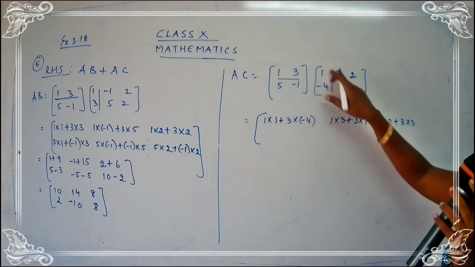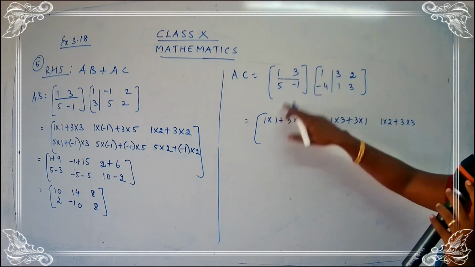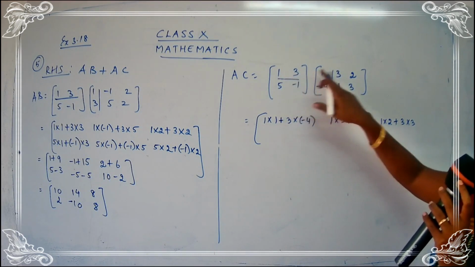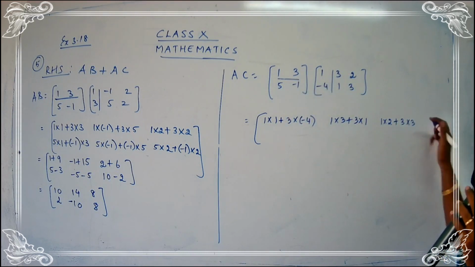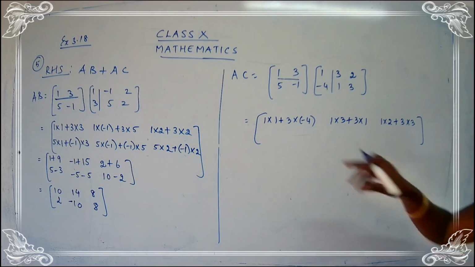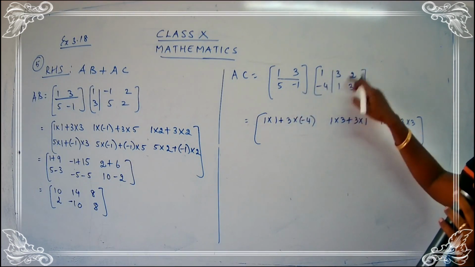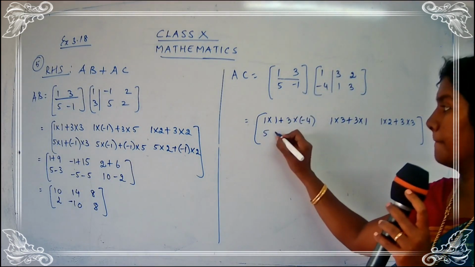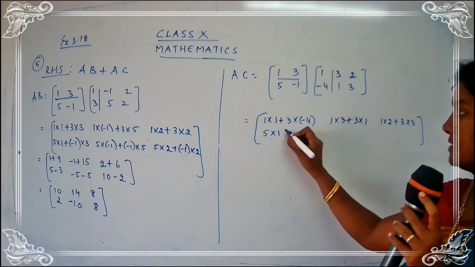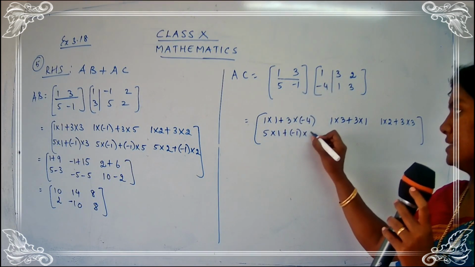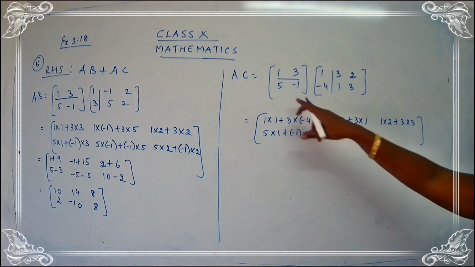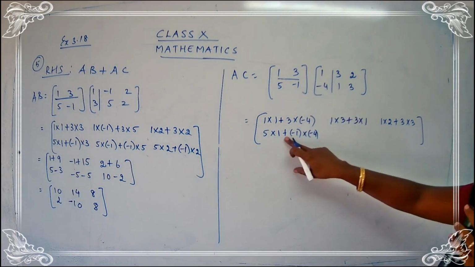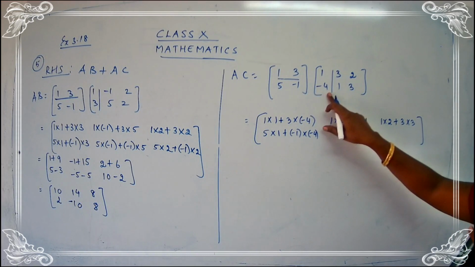So first row and all the columns. So 1 into 1, 3 into minus 4, 1 into 3 plus 3 into 1, 1 into 2 plus 3 into 3. Now let's go for the second row and all the columns. So 5 into 1 plus minus 1 into minus 4. Very easy, yes children? The more you go on doing the sums, you'll be perfect in this.